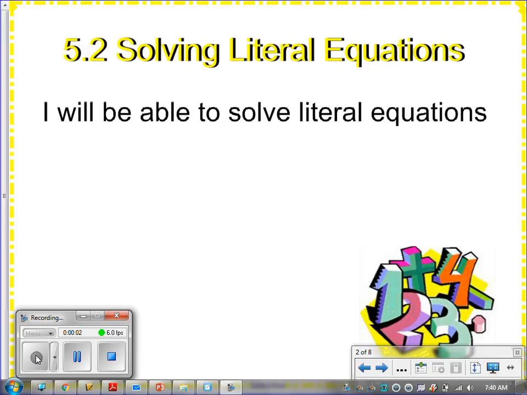Today you'll be doing 5.2, solving literal equations. At the end of this lesson you will be able to solve literal equations. What it means is you will be getting a new equation for your answer. You will literally be moving the variables around.